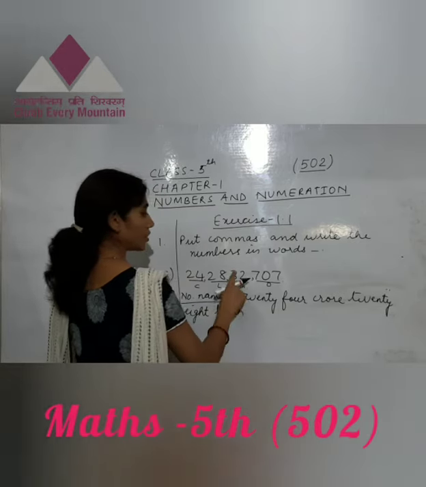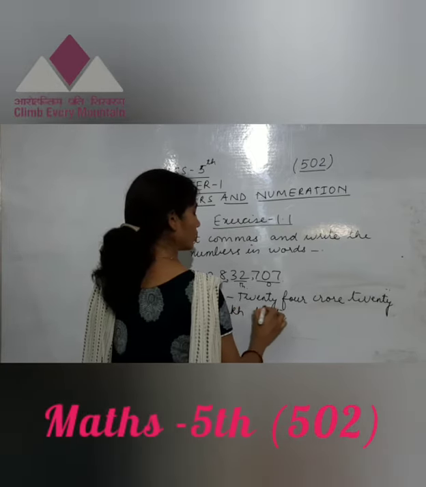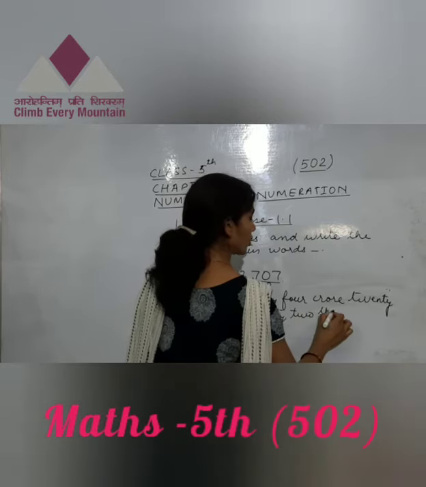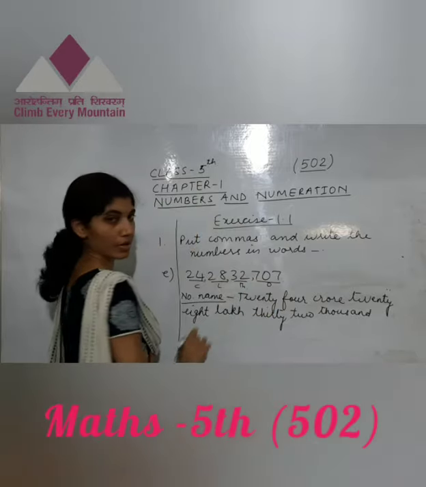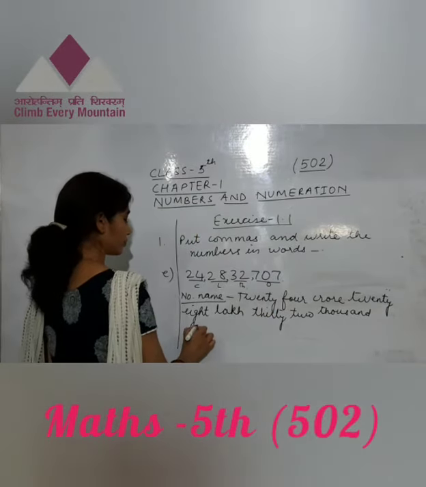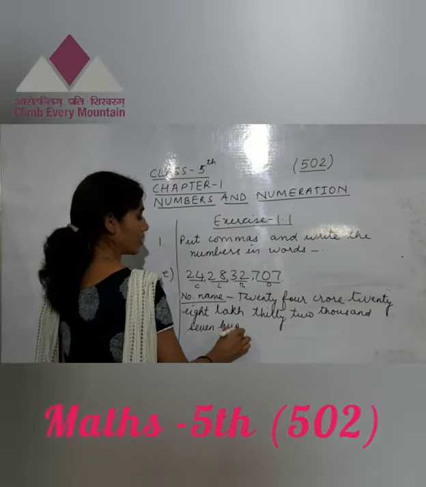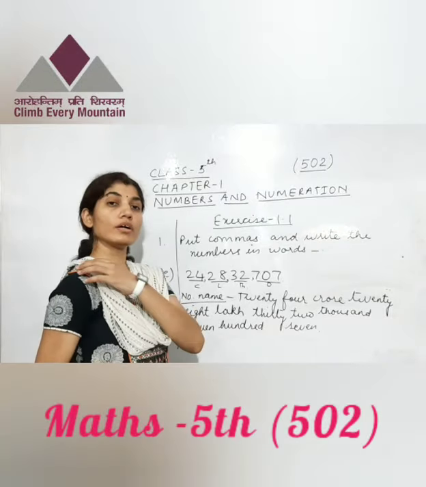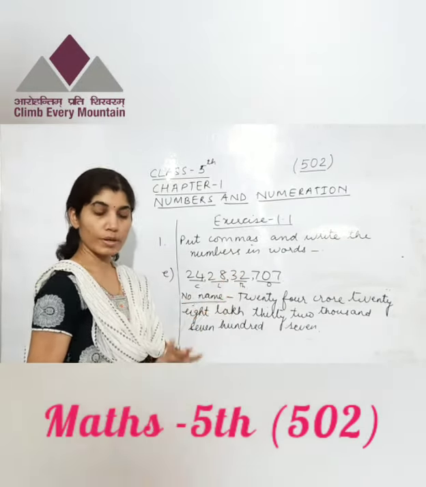Then 32,000. 32 is in thousands period, so we are writing 32,000. And then we have 707. Okay? So this is how to write the number names. Understood? So question 1 remaining parts you can do in this way.